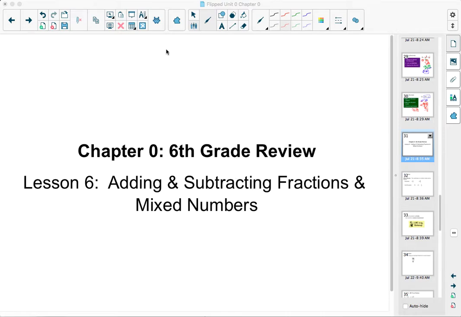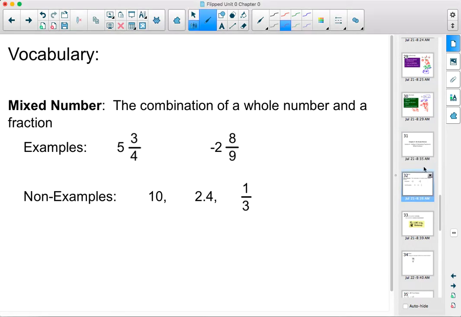This is our sixth lesson in Chapter 0. This lesson is all about adding and subtracting fractions and mixed numbers. So this might be a lesson you want to watch a couple times because some students do struggle with this still in 7th grade. First vocab word, only vocab word, is mixed number.